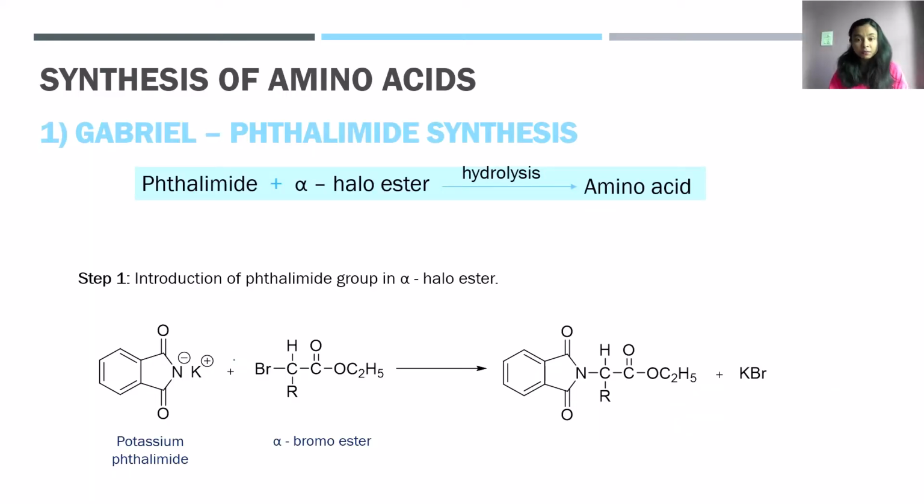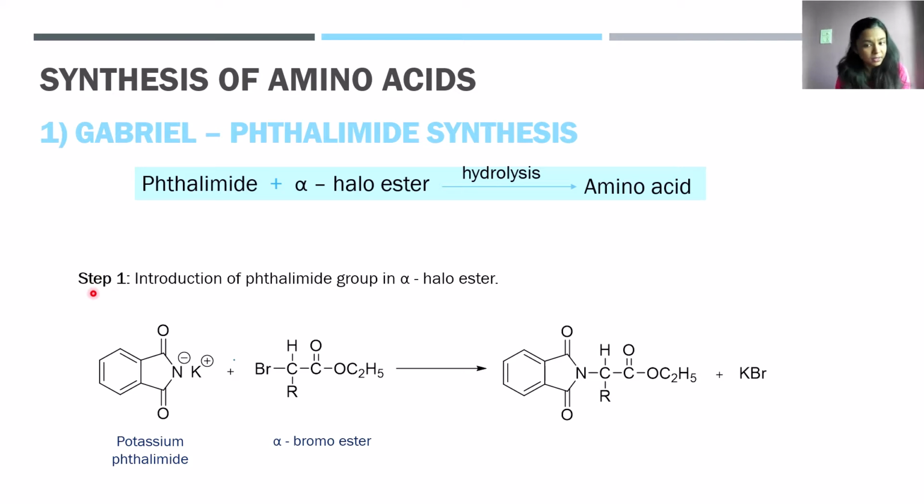Moving on to one of the most important topics of amino acids, how they are prepared. The first method that we will be using is the Gabriel phthalimide synthesis. This is also one of the methods to remember for preparing primary amines. Looking at the basic reaction, we see that we have to add phthalimide into an alpha haloester, and hydrolyze them to get the alpha amino acid.